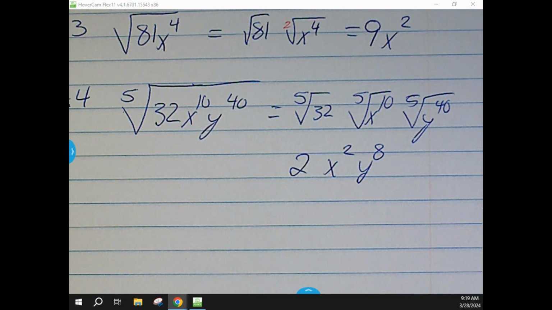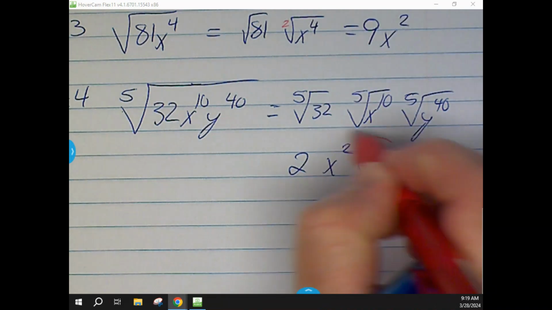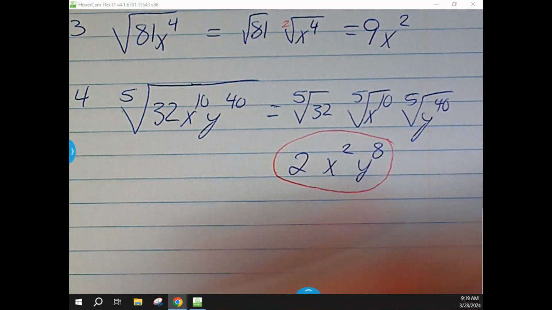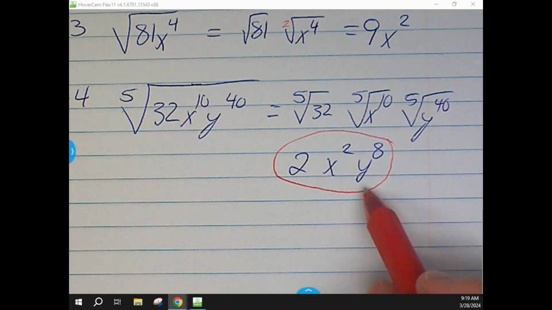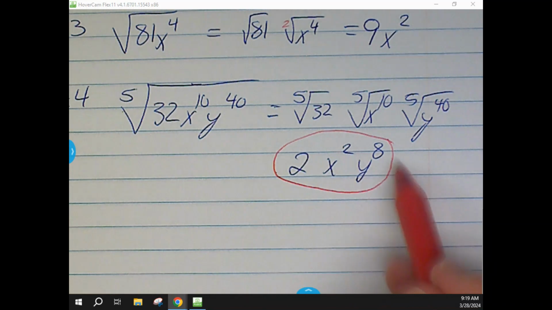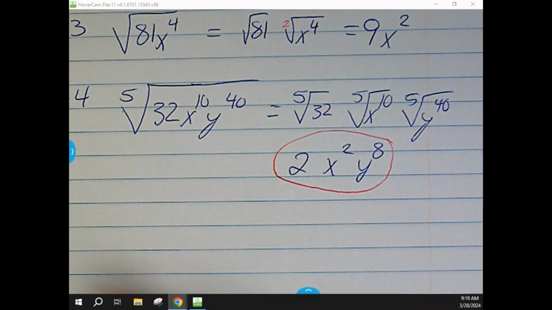Okay, and again, no absolute value symbol is needed because we started off with an odd root, or an odd index. So if the answer happens to be odd, that's okay. But again, if it's x squared and y to the 8th, no matter what you plug in here, this answer will always be positive.